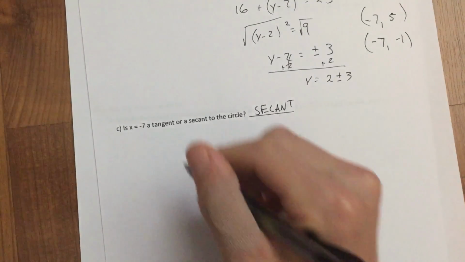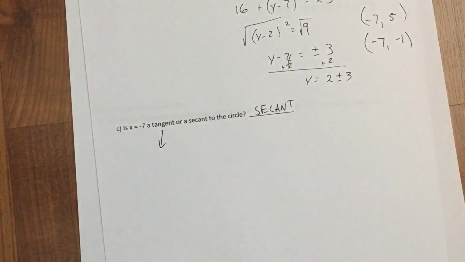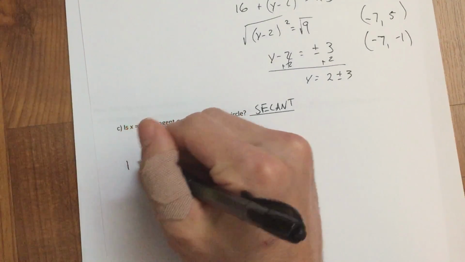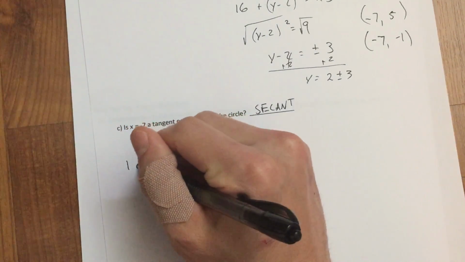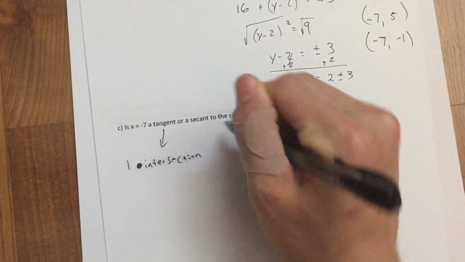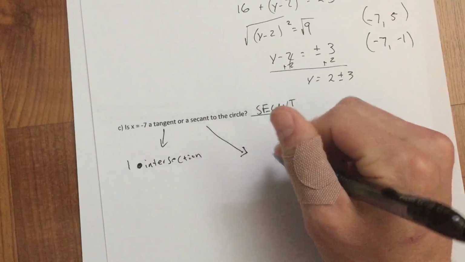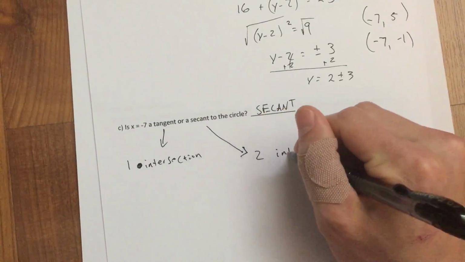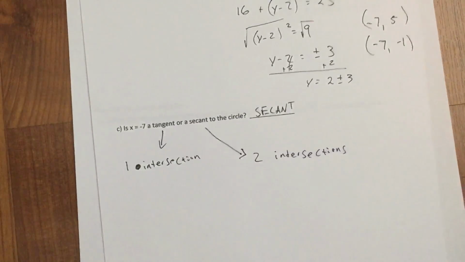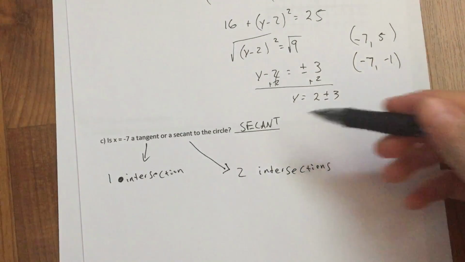Tangent and secant. You might want to jot this down. Tangent. If a line is tangent to a circle, or if a circle is tangent to a line, you might have heard that phrase before. Tangent means one intersection. Secant means 2 intersections. If we were to graph this, we would see that 2 intersections, so it's secant to the circle.